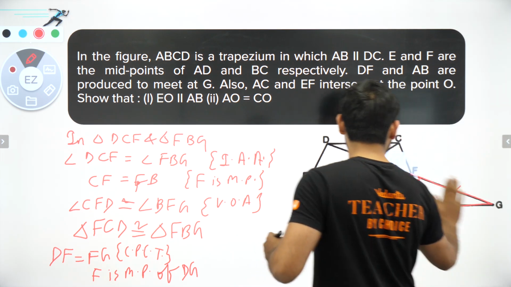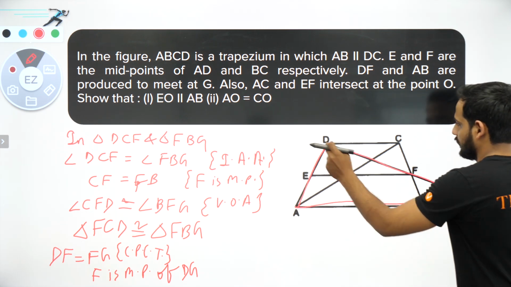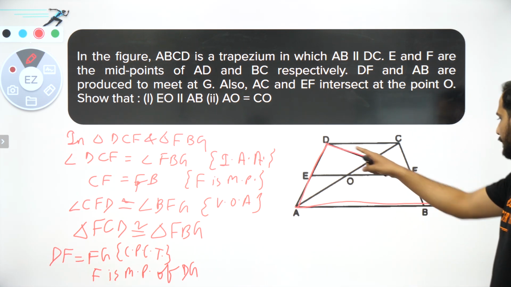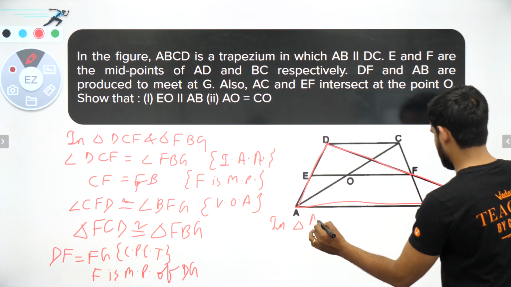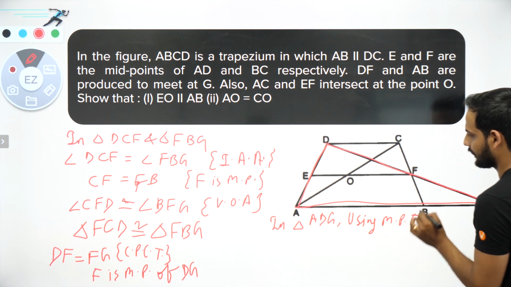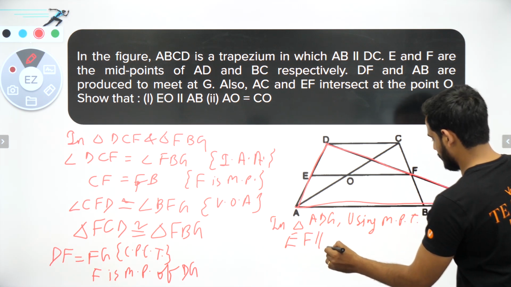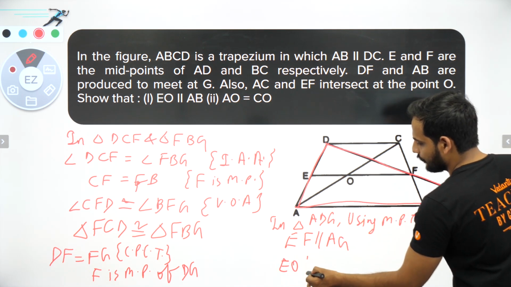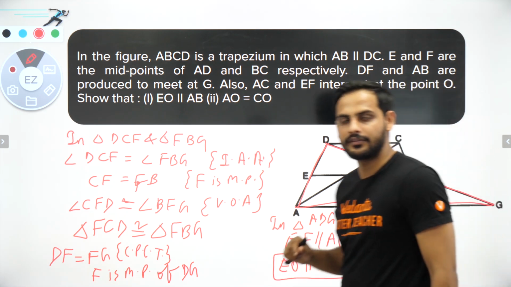Okay. Once I have got this thing, then I will take this whole triangle. Now I have got this whole triangle, so you know that E is the midpoint of AD, F is the midpoint of DG. So I can say, using MPT, in triangle ADG, using MPT, I can say that EF is parallel to AG, and if EF is parallel to AG, part of EF, which is EO, will also be parallel to part of AG, which is AB. So first result we have proved it here.